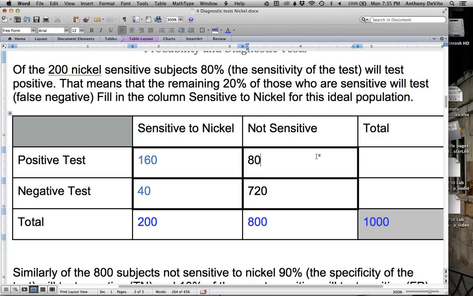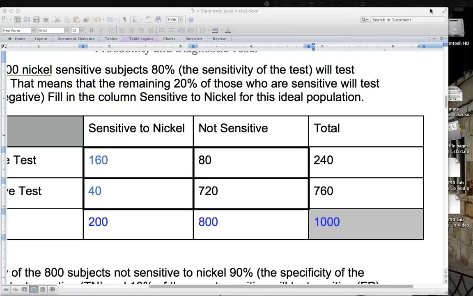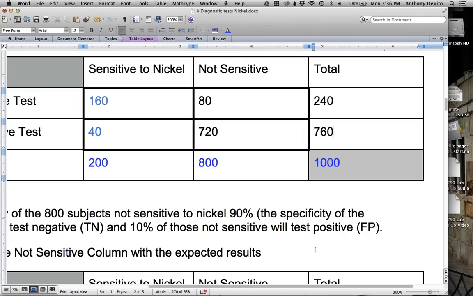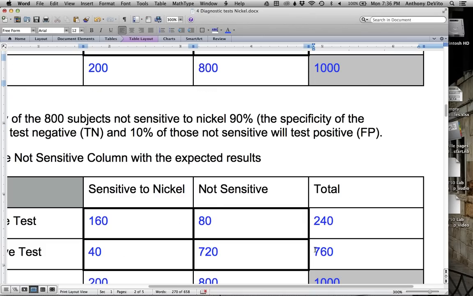Okay, so now let's fill in the last part of that list that we had. How many people have tested positive altogether? 240. How many people have tested negative altogether? 760. Everybody agree so far? Okay, you guys that are online, everybody comfortable with this so far? Okay, great. So now I'm going to ask you the next question.